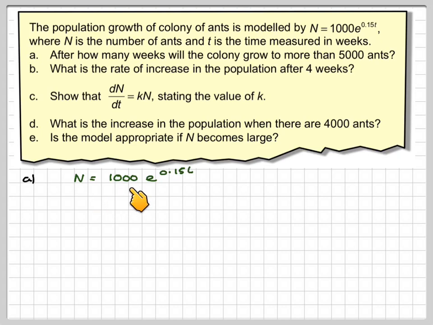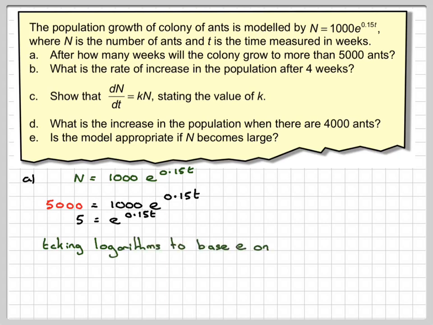So we've got that n = 1000e^(0.15t). We want to find the value of t when the number of ants is 5,000, so we put 5,000 = 1000e^(0.15t). Dividing by 1000, we get 5 = e^(0.15t). Taking logarithms to base e on both sides, we get ln 5 = ln e^(0.15t).